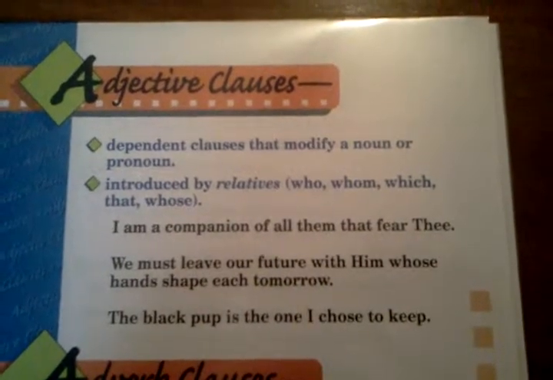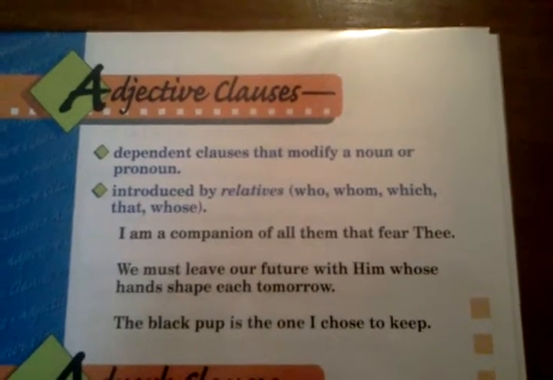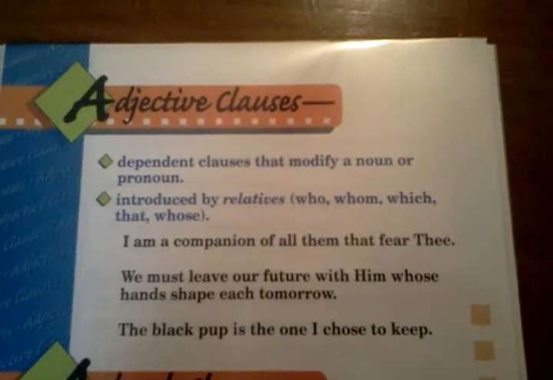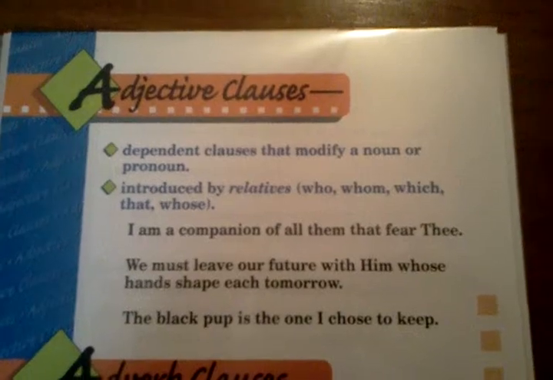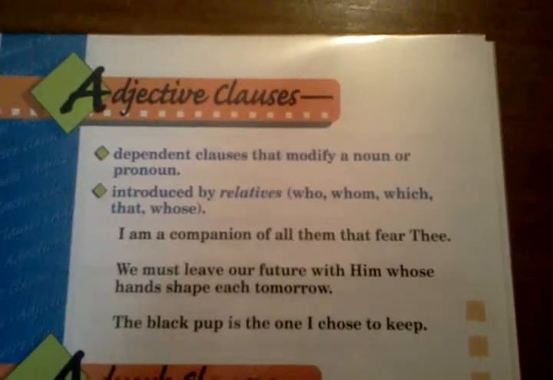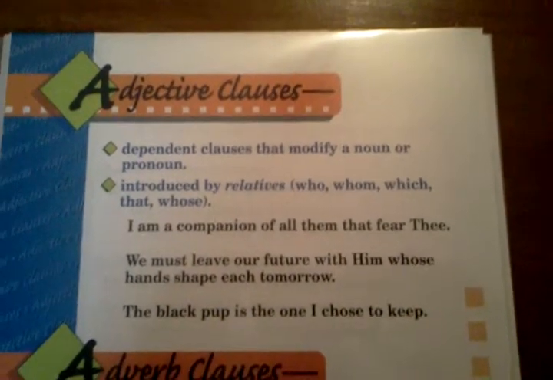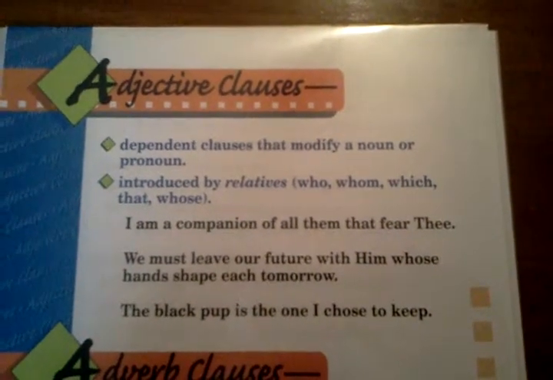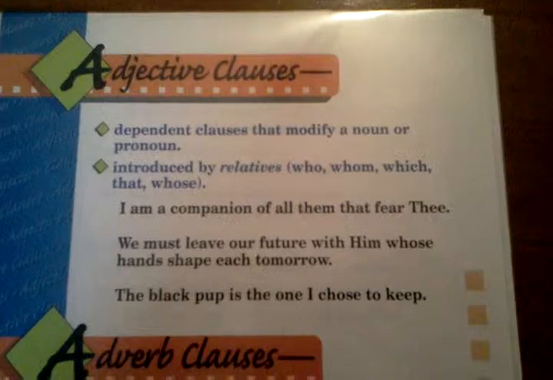In the last sentence, the black pup is the one. The word that is the relative there, and it's missing. It's an elliptical relative because it's not stated in the sentence. That I chose to keep. Those relatives were the words at the beginning of adjective clauses that began the clause.